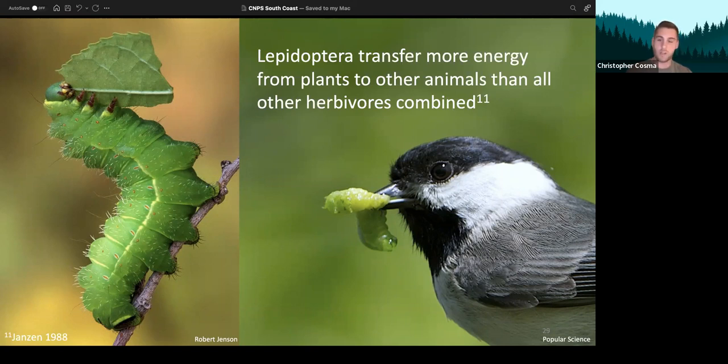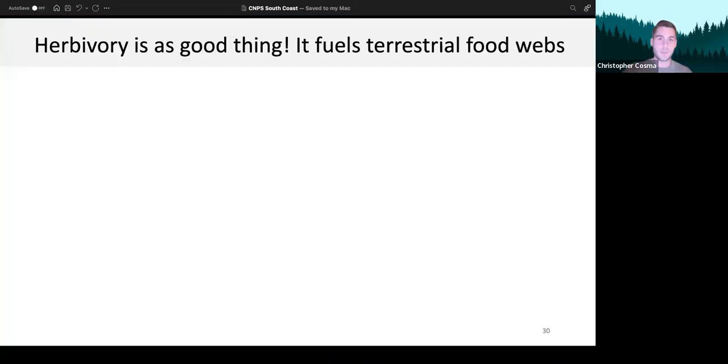So out of all of our insect and mammal and reptile herbivores across groups, Lepidoptera are the single most important in transferring that energy from plants to other animals. And so I really want to stress this idea here that herbivory is a really good thing. When we see signs of herbivory on our plants, you can be sure that you are playing a part in helping our food webs persist.